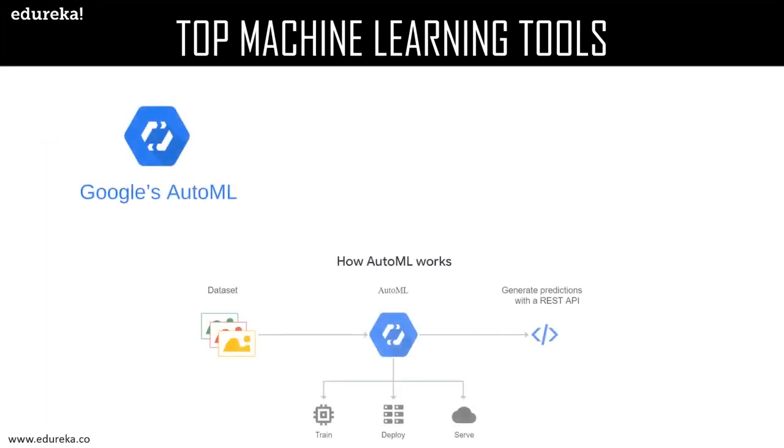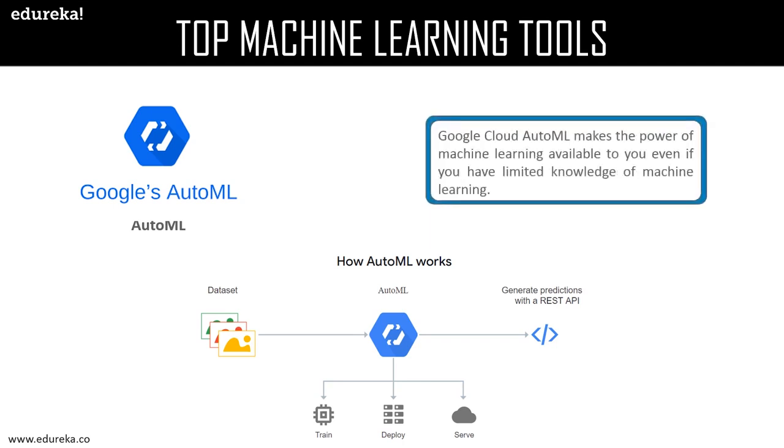Now, Google is not very far behind. Apart from TensorFlow, we have the Google Cloud AutoML. Now, Google Cloud AutoML makes the power of machine learning available to you even if you have limited knowledge of machine learning. Google's human labeling service can put a team of people to work annotating or cleaning your labels to make sure your models are being trained on high quality data. Now, how cool is that? They have various products for different purposes, which makes it a very good machine learning tool.